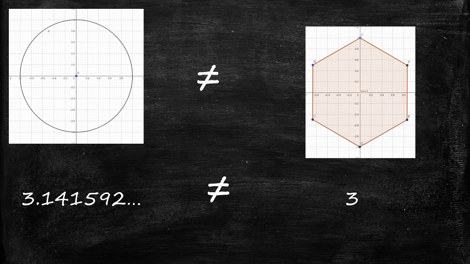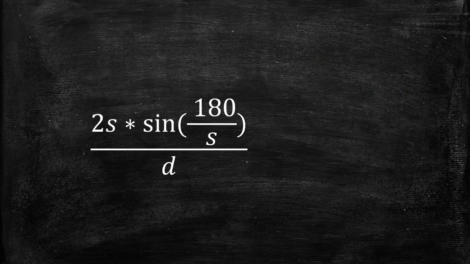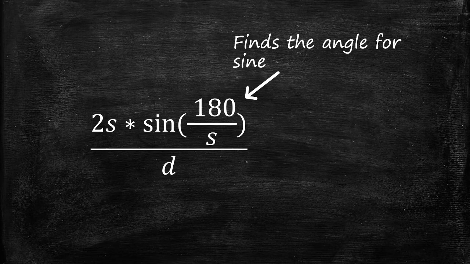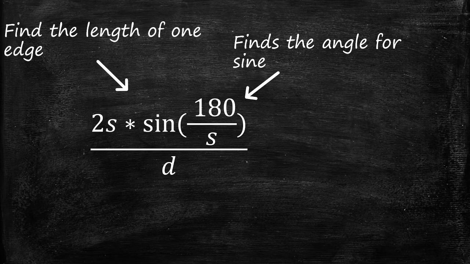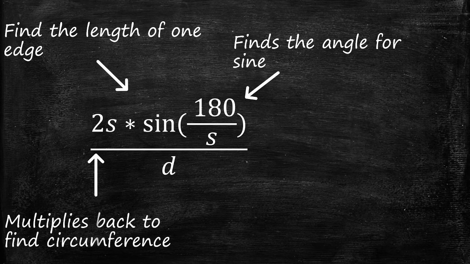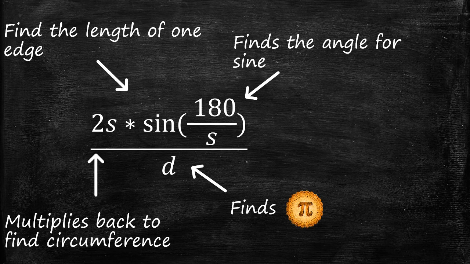So, to simplify everything, here's everything I did in a formula. S is the number of sides. You give it the sides, it finds the angle, then this part finds the length of one edge using the sine ratio, and then since it's only a tiny part of the circumference, it multiplies it back. The diameter divides and finds pi. Now let's simplify this formula.